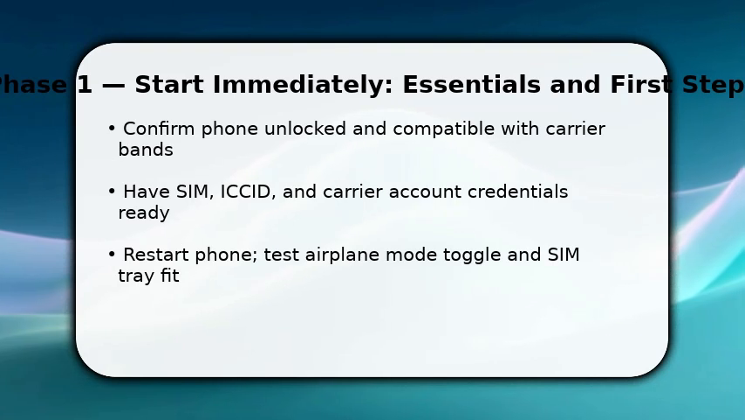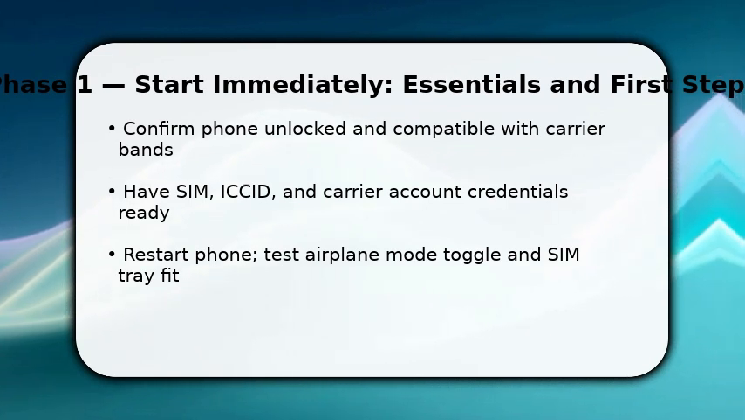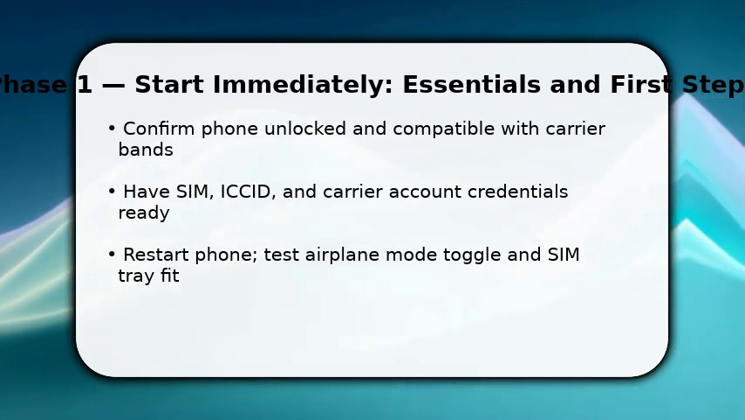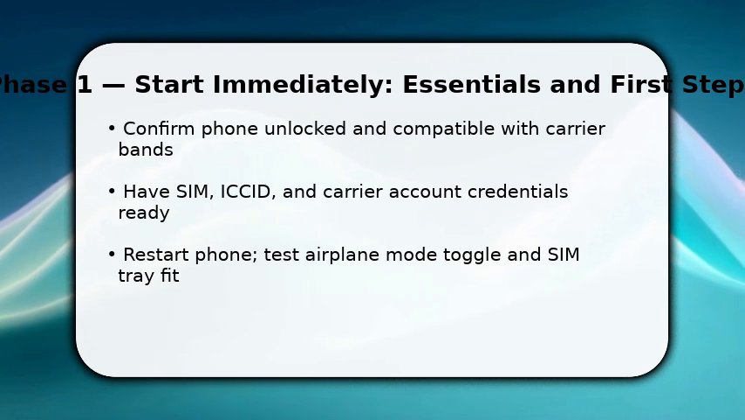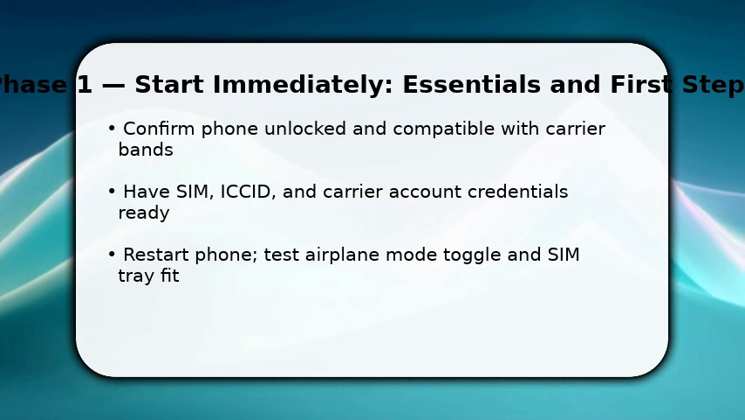You start by confirming basics so nothing else wastes time. Check phone is unlocked and supports the carrier bands. Once done, power off and reinsert the SIM to ensure proper contacts. Make sure you have the ICSID and carrier account credentials visible before proceeding.